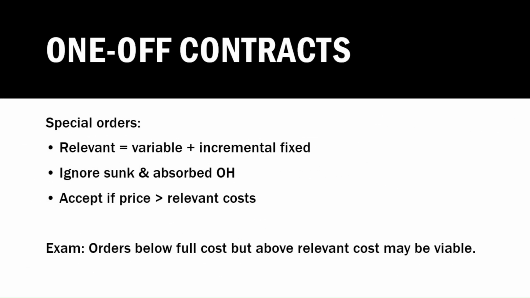One-off contracts. For special orders, the decision is based on relevant cost equals variable costs plus incremental fixed costs. Ignore sunk costs and absorbed overheads. If the contract price is above the relevant cost, it is worth considering. Examination twist. Even if the price is below the full cost, as long as it is above the relevant cost, it may still be acceptable in the short term.